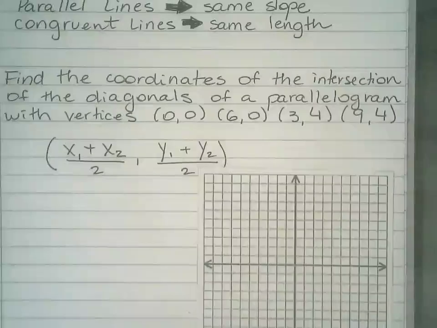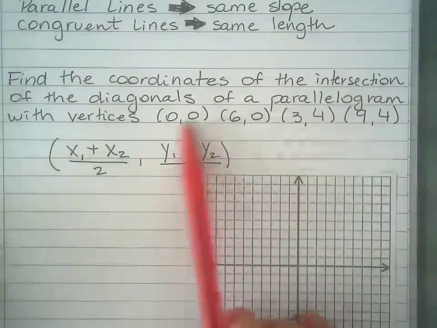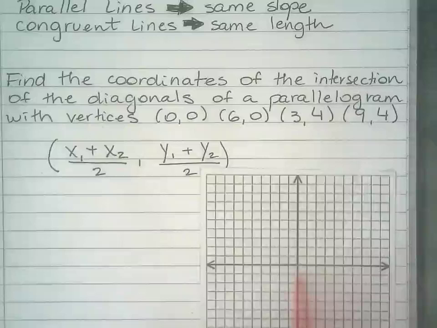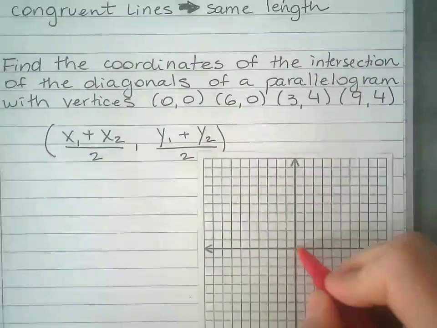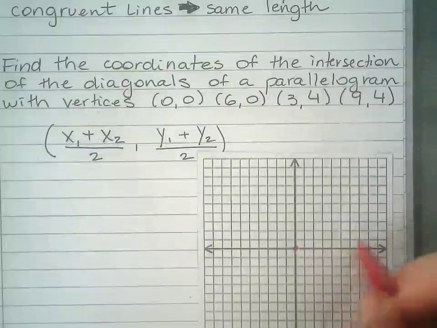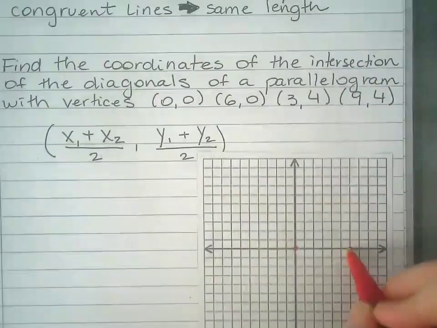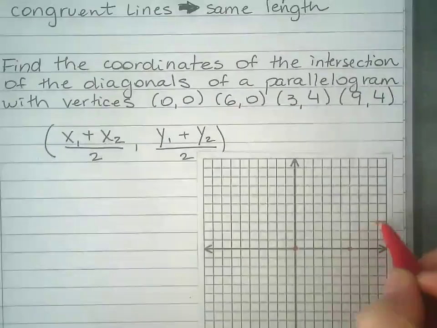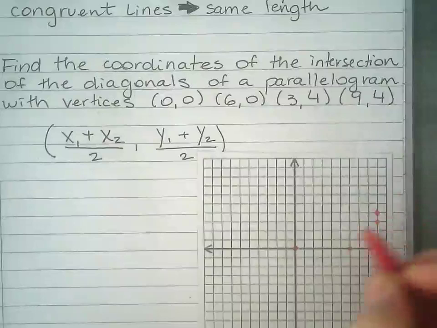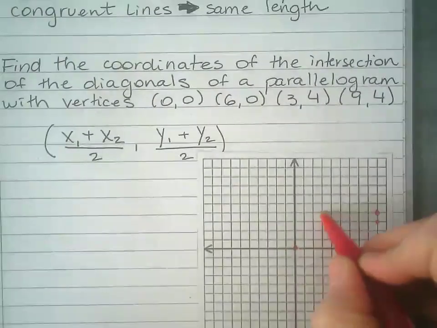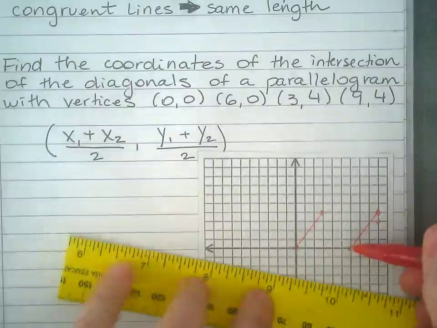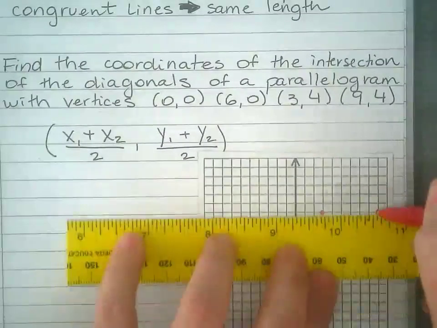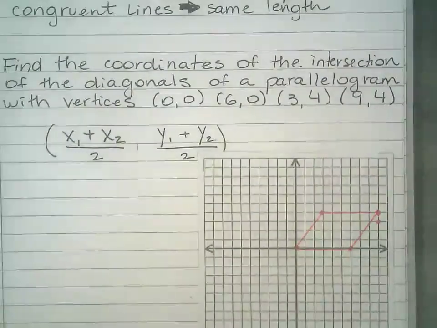have the same length. In this example, we have to find the coordinates of the intersection of the diagonals of a parallelogram with these vertices. So we're going to use the graph first, and then we're going to use the midpoint formula. So we're going to plot the points. Four right there, not there. So we need to find the coordinates of the intersection of the diagonals.